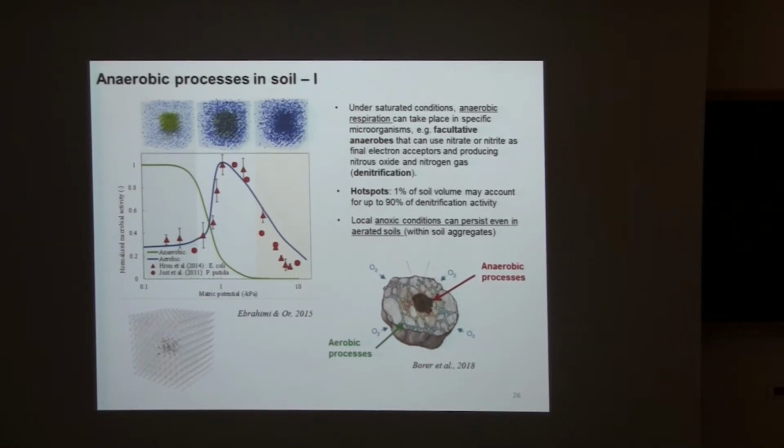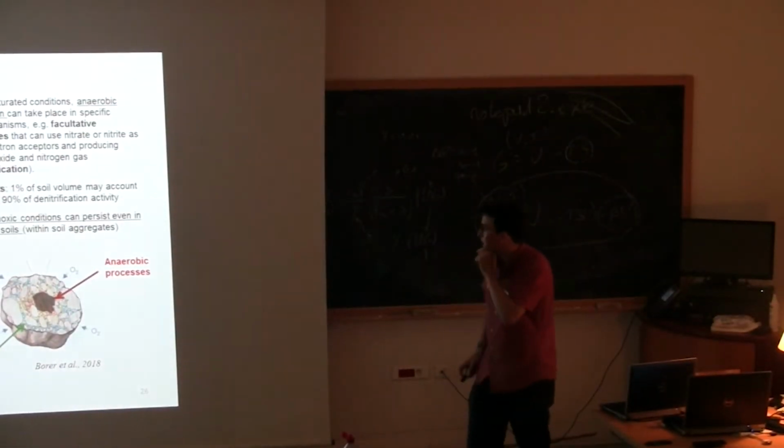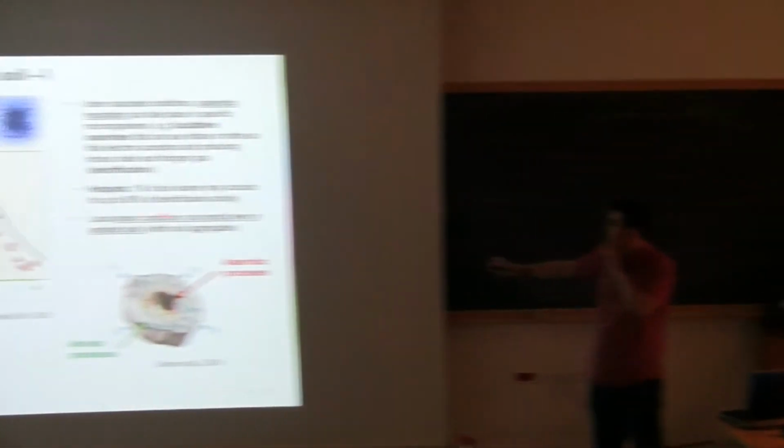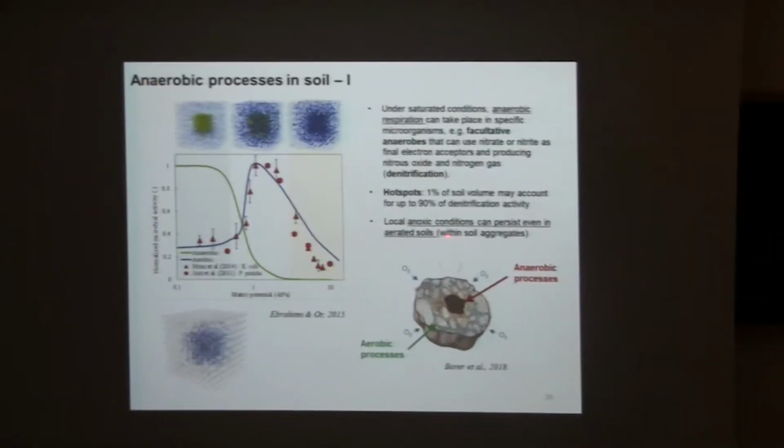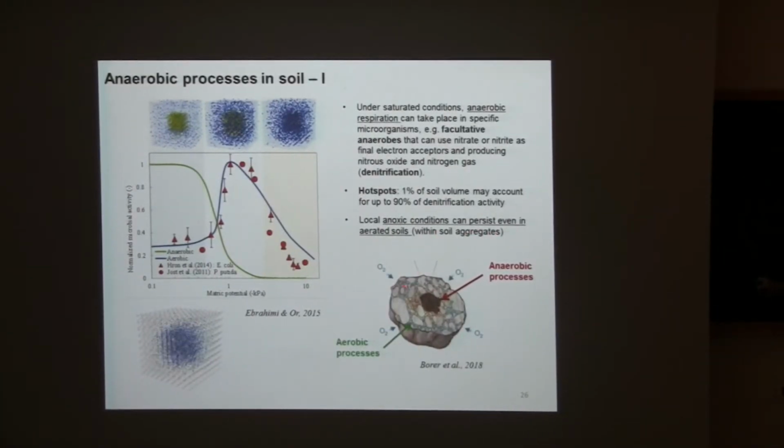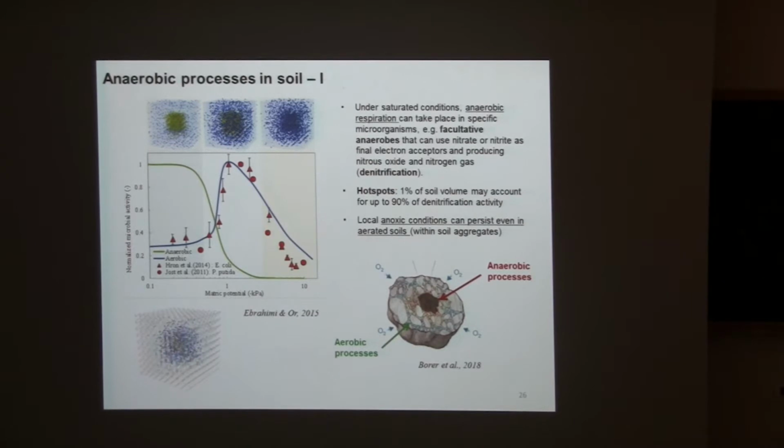What is quite important is that, again, I'll come back to this concept of hotspots. We might have 1% of soil volume, which accounts for up to 90% of the denitrification activity. So you have small elements that contribute massively to some processes in soil. And again, local anoxic conditions can persist even in aerated soils. So for instance, in an aggregate like this, and this I will also discuss in the next slide.